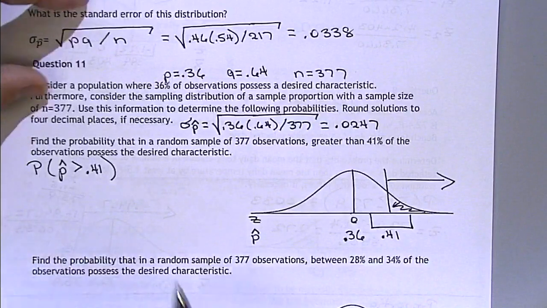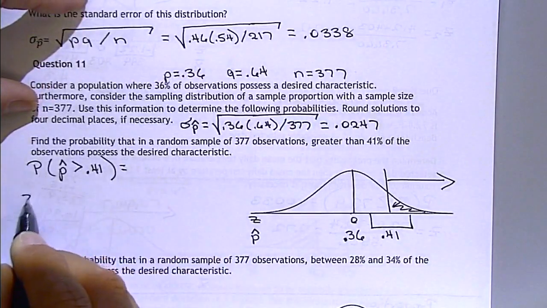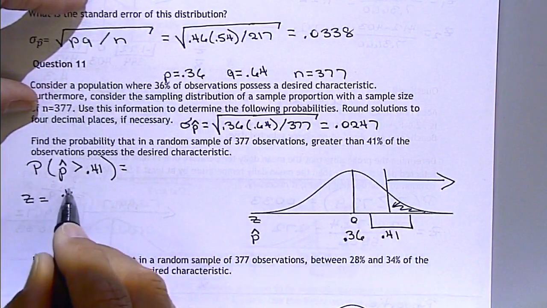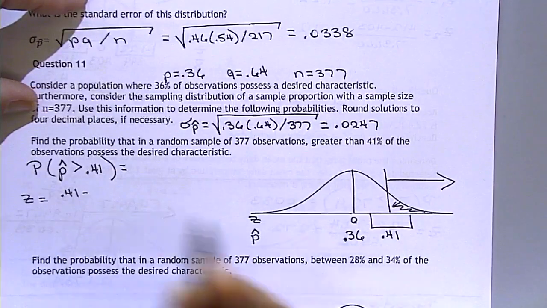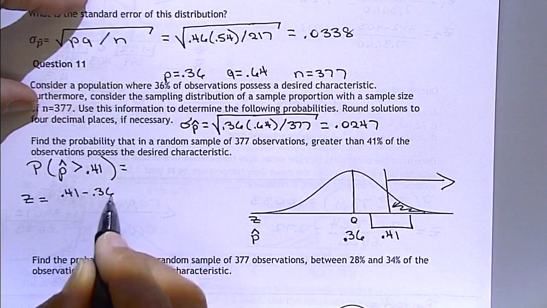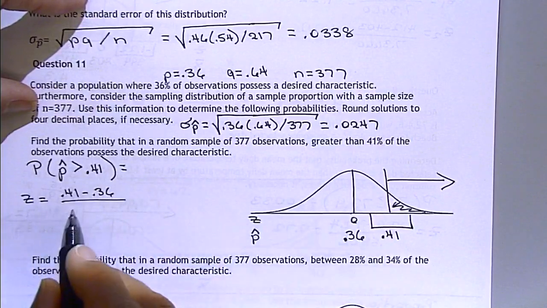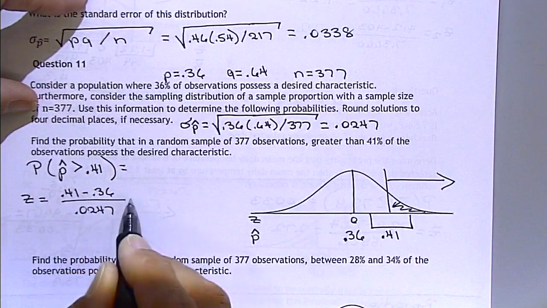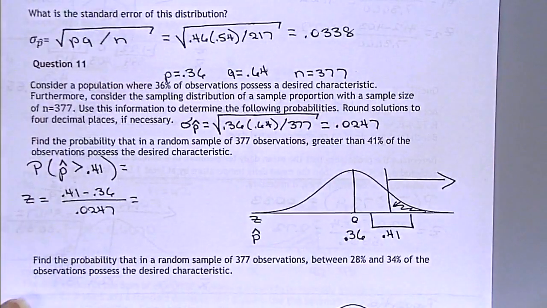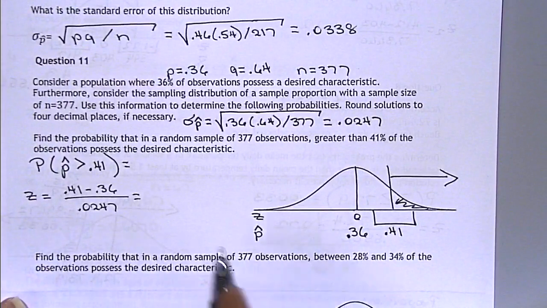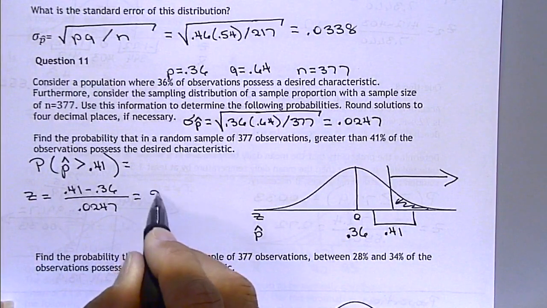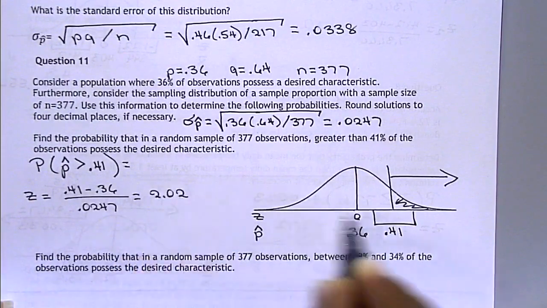Okay, how do I calculate z? Well, that's going to equal this sample proportion of 0.41, the one I'm interested in, minus the middle one. And it's always that way. We always subtract the one in the center, right? And I divide by 0.0247. That's the standard deviation that I need. And I come up with a z-score. My z-score looks like 2.02.